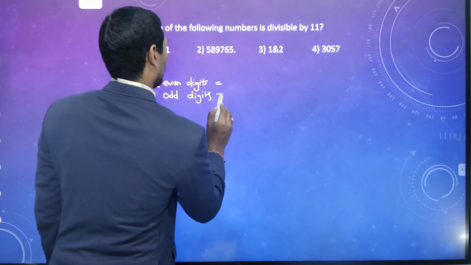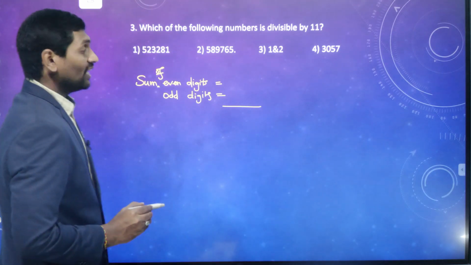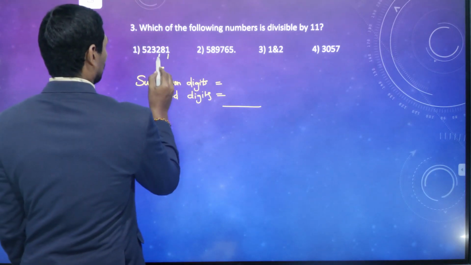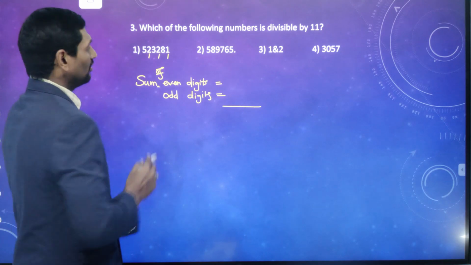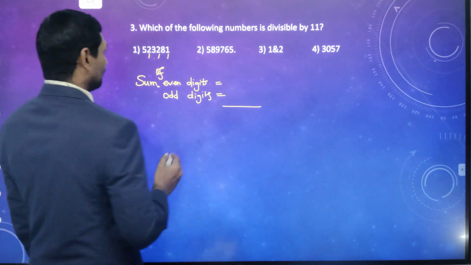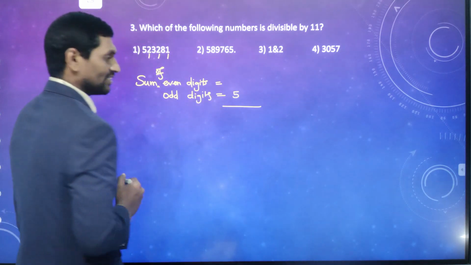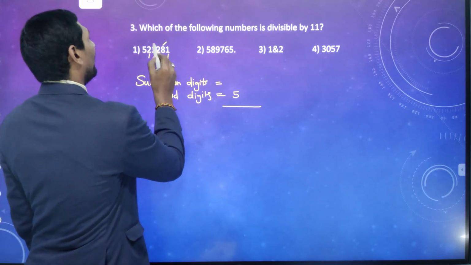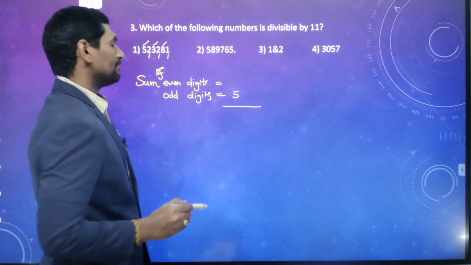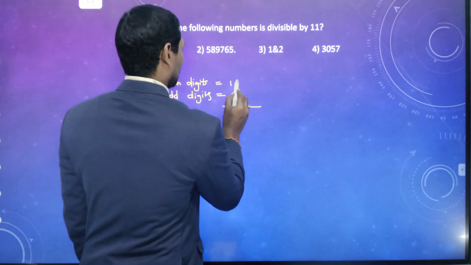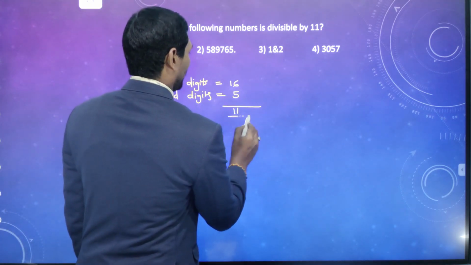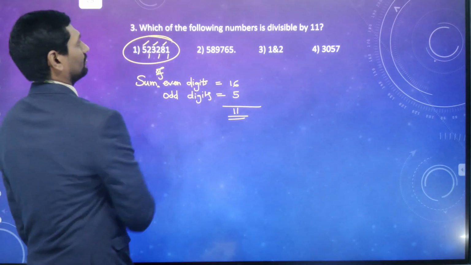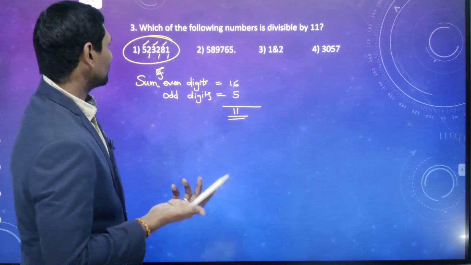First number. Odd places, so 1, 2, 2. 1 plus 2 is 3, 3 plus 2, 5. So the sum of odd places we get is 5. And even places, 8. 8 plus 3, 11. 11 plus 5, 16. 16 minus 5 is 11. So the first one is the right answer.